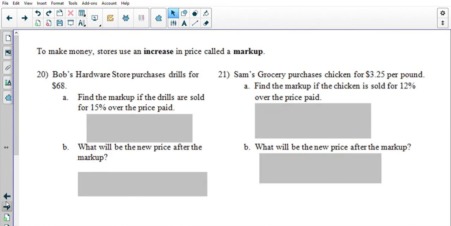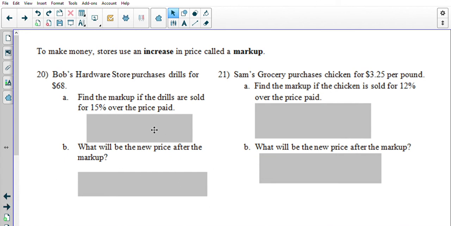All right, moving right along. We also have a markup, not surprisingly. So to make money, stores use an increase in price called a markup. Obviously, they're not going to sell their items for the same amount that they pay for them. Otherwise, they don't make any money. So let's look at number 20. Bob's Hardware Store purchases drills for $68. Find the markup if the drills are sold for 15% over the price paid.